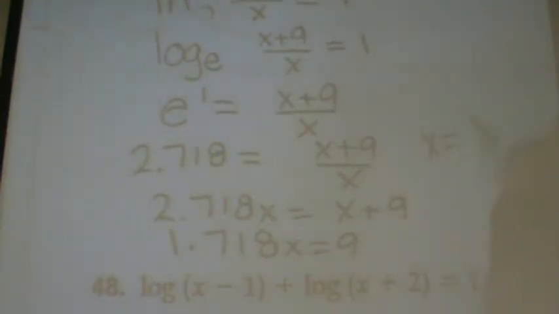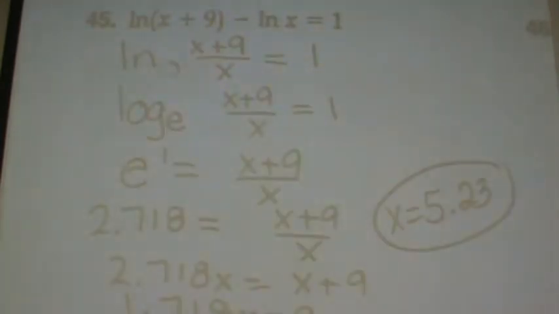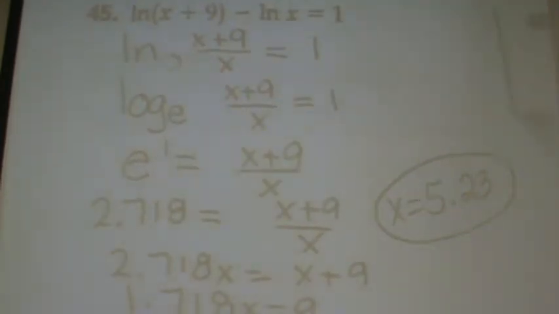9 divided by 1.718. I got about 5.23. I think that's right. So 5.23. So do you understand? You want to convert them. So try the next one.